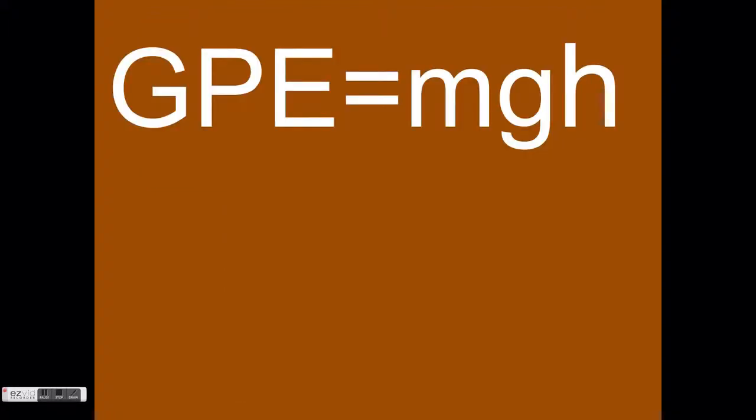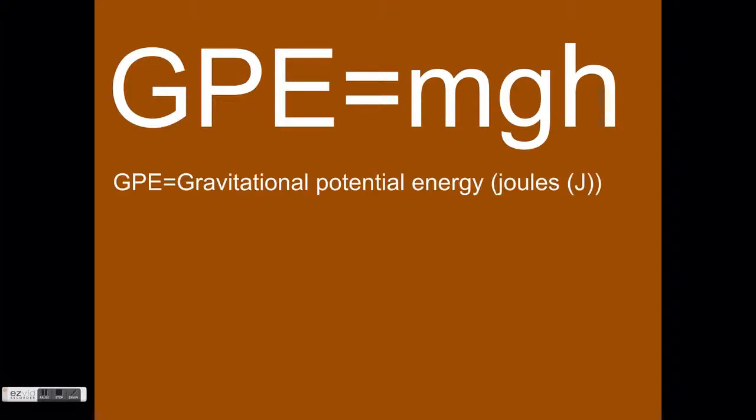The formula to calculate gravitational potential energy is seen here. For every problem in which we are working with gravitational potential energy, we will use this formula. On the left-hand side of the equation, GPE stands for gravitational potential energy. The unit used to measure energy is called a joule, and it is abbreviated with a capital J. On the right-hand side of the equation, we first have M, which stands for mass, and must always use the unit kilogram, abbreviated as kg, for the formula to work.